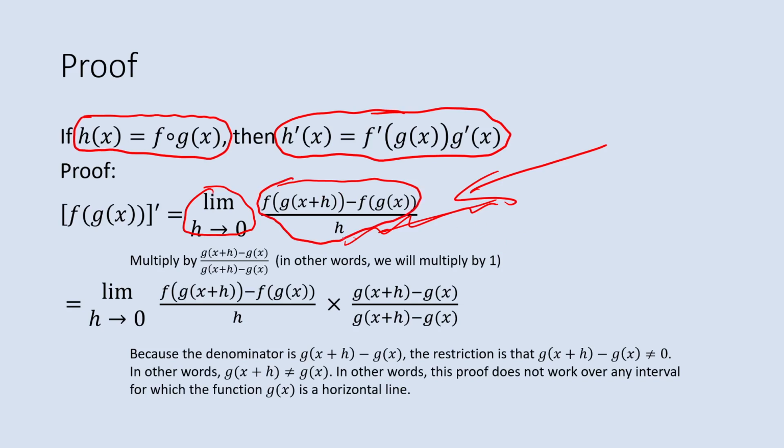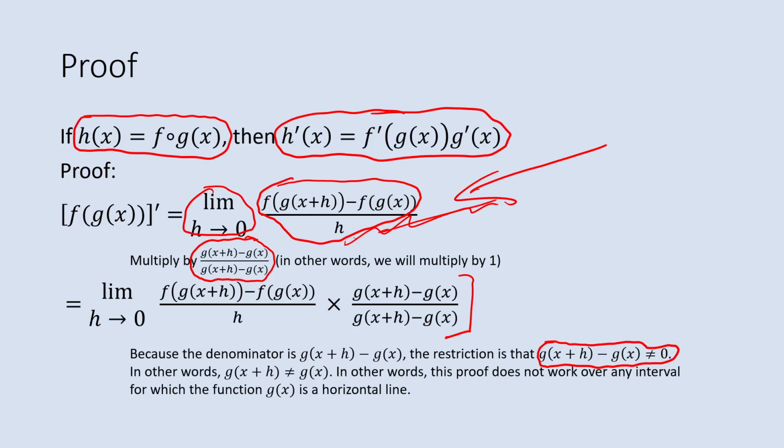Now what we're going to do next is multiply the entire limit I just circled by g of x plus h minus g of x over g of x plus h minus g of x. In other words, we're multiplying by 1. And we're going to assume that g of x plus h minus g of x does not equal 0. In other words, we're not talking about a straight horizontal line where the y coordinates are identical.